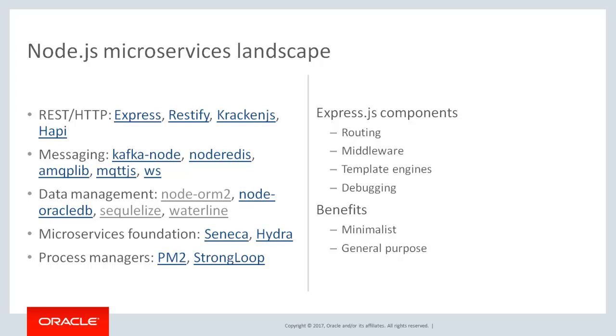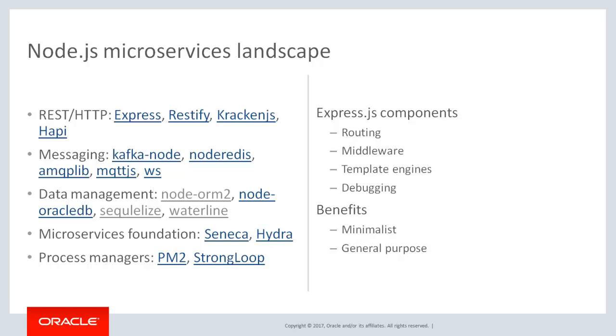Moving to the asynchronous messaging based libraries, the Kafka node and Node Redis are no surprises. They're actually libraries for communicating with Kafka and Redis respectively. Now AMQP-lib can be used to communicate with any AMQP compatible broker such as RabbitMQ, and again the same thing goes for MQTT as well. WS is actually meant for WebSocket based communication. That's what this Node.js library does.